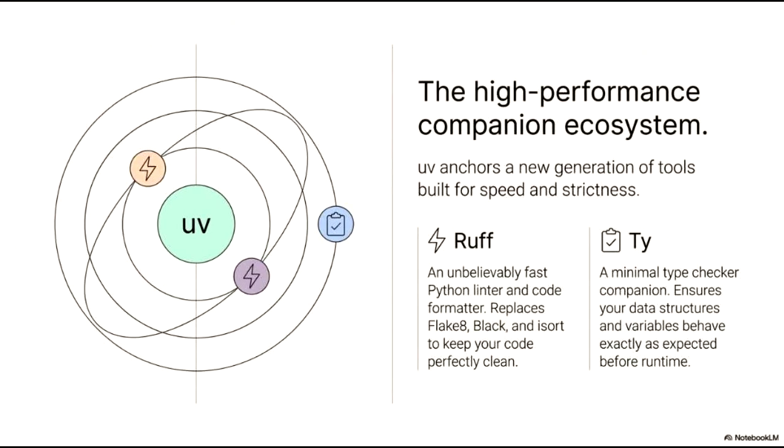The UV ecosystem anchors a new generation of high-performance tools specifically designed for speed and strictness. At the heart of this suite is Ruff, an unbelievably fast Python linter and code formatter. By replacing legacy tools like Flake8, Black, and isort, Ruff provides a streamlined approach to maintaining clean, high-quality code. Complementing it is ty, a minimal type checker companion that ensures your data structures and variables behave exactly as expected before runtime. Together, these tools provide a robust and efficient foundation for modern development.